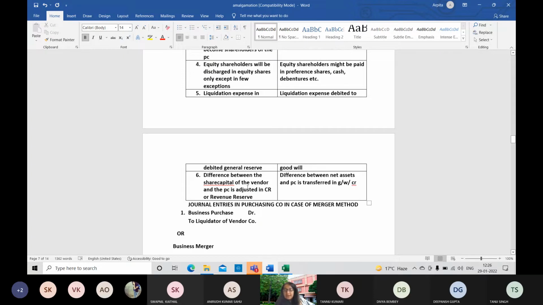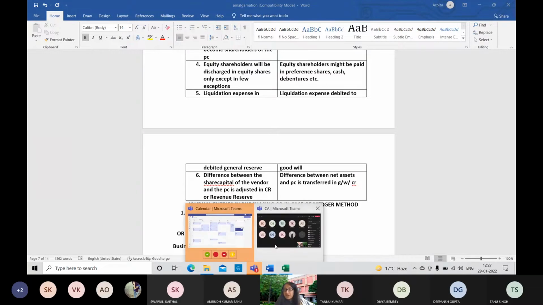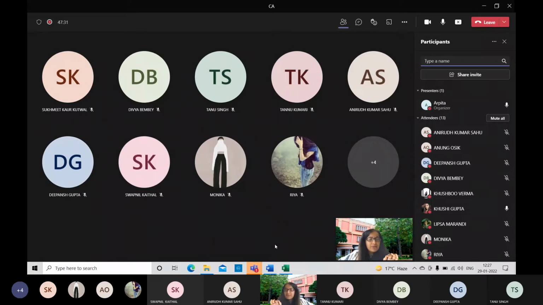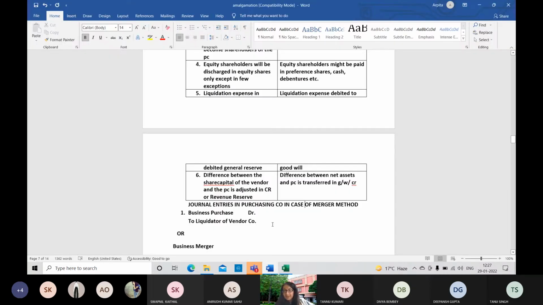Now, let's understand this 6th point, जो ऐसे समझ नहीं आएगा, मैं अभी entry के through समझाऊंगी, but let me read it for you. Difference between the share capital of the vendor and the purchasing company is adjusted in CR or revenue reserve. And difference between the net asset and PC is transferred in the goodwill or capital reserve. ये तो आपको पता है, ठीक है? Now see guys, if you know the entries of purchasing company by purchase method, it is very simple. सिर्फ एक दो जगह changes हैं merger में, वो हम अभी quickly कर लेंगे.